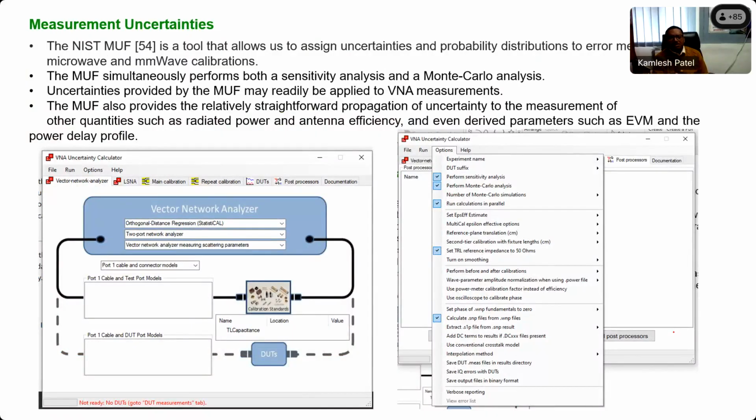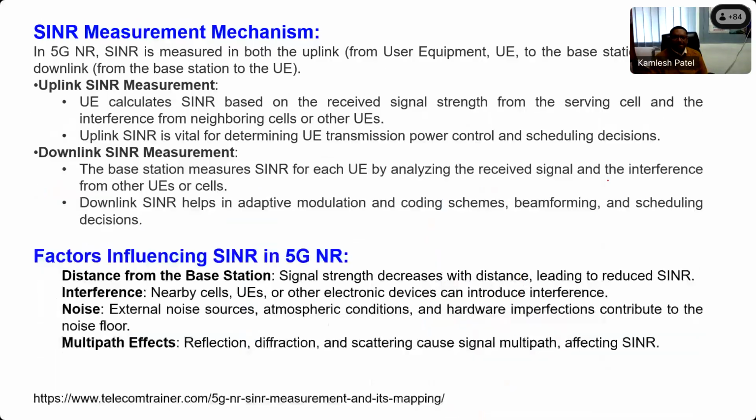The major contribution which they have shared on the internet is the NIST MUF, the measurement uncertainty framework. This is a tool which allows us to assign the uncertainty, and this is a snapshot from the software. From here we can choose depending on our uncertainty analysis of any measurement. On this side, they are also giving a range of parameters which can be used for selecting a certain measurement setup.